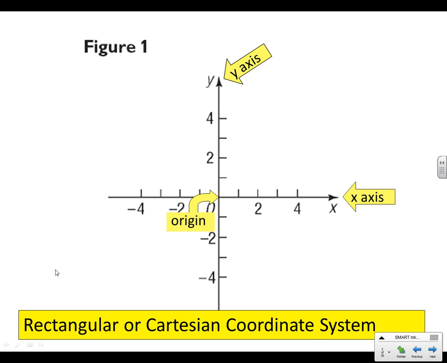We call this a rectangular coordinate system, also known as the Cartesian coordinate system. See if you can figure out why. Maybe I'll ask you in class where that name comes from. That'd be a good thing to look up.